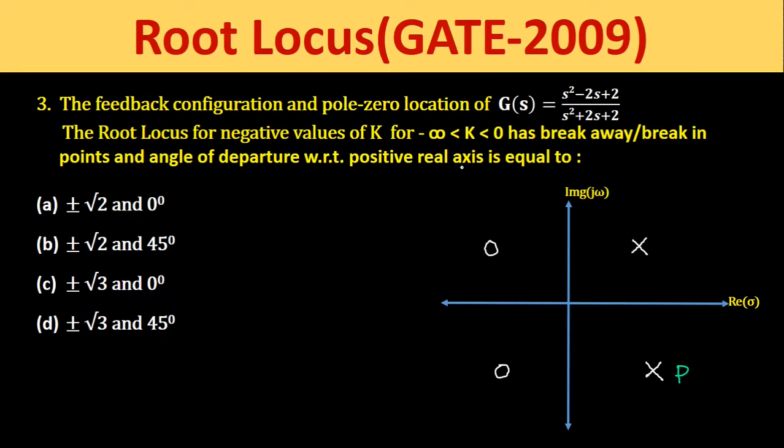Now we got the answer. The breakaway and break-in points are equal to plus minus root 2, and the angle of departure we got is plus 45 degrees. That means option B is our correct answer.